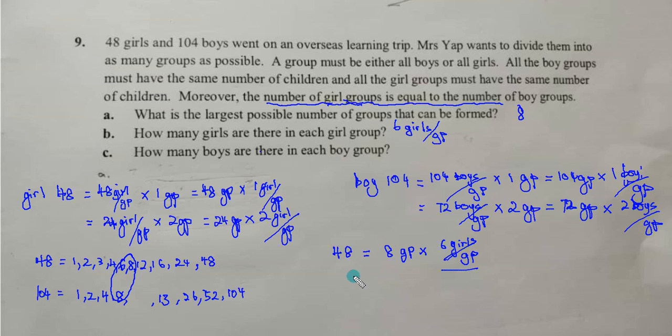Okay, if you want to look at the boys, it is 104. The largest number of groups, for them to be an equal number of groups, is 8. 8 times 13, so there must be 13 boys in each group. So the answer for this would be 13 boys in each group. Okay, that's it.